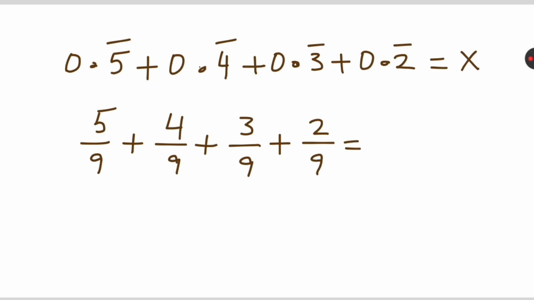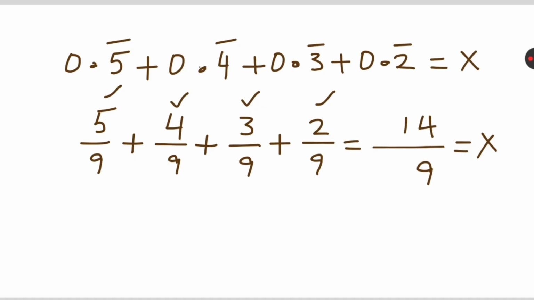So all the denominators are the same. So let's take the LCM. So 5 plus 4 is 9, 9 plus 3 is 12, 12 plus 2 is 14. So the x value is 14 over 9. So like this, simply we can find this type of questions.